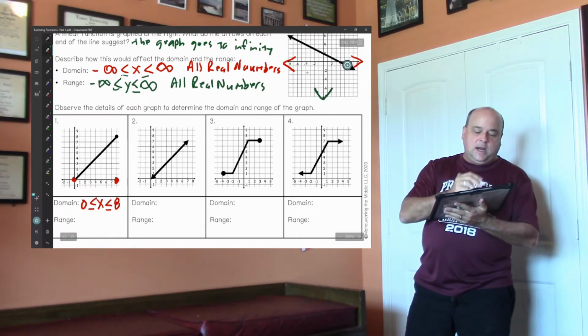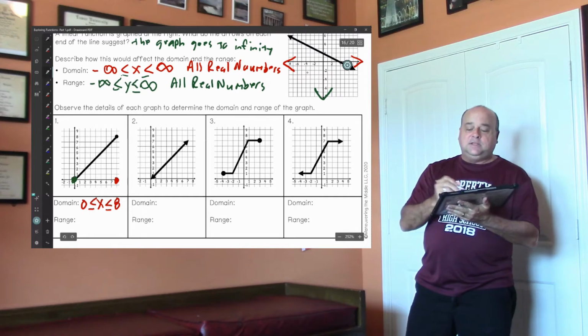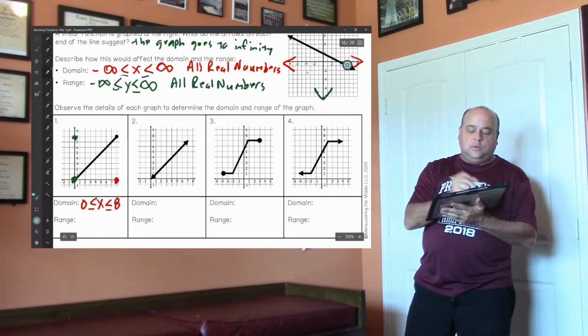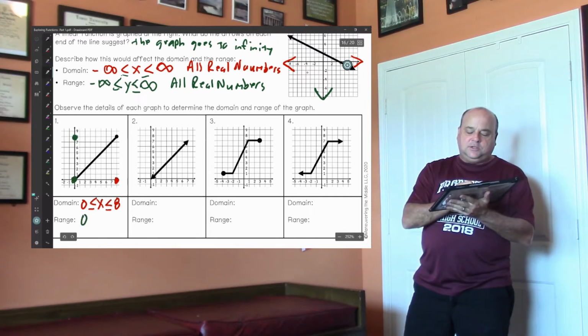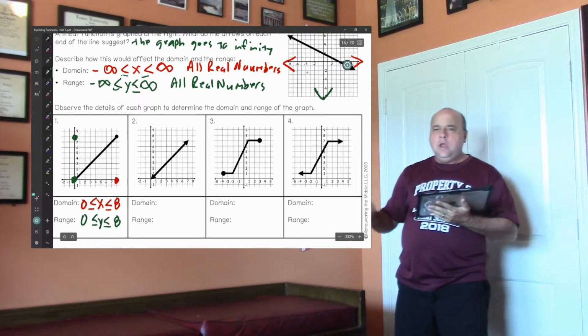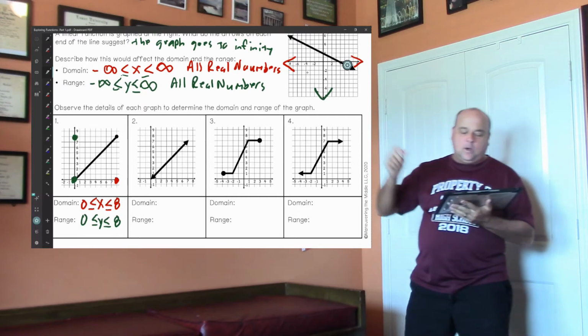Now then, let's do the range. The range would start at the bottom at 0 also and go up to the 8 too, would it? So the range would go from 0 to 8. Both of them are less than or equal symbols and a y. Domain has x, range has y.